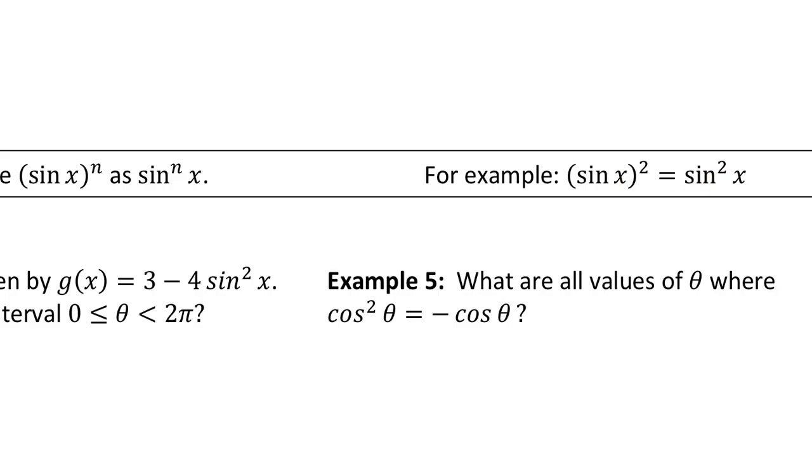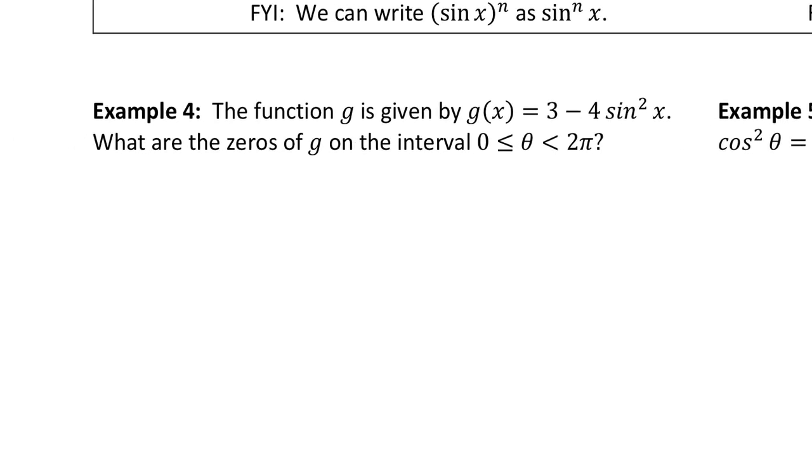We just drop the parentheses and put the square behind the sine instead of the x. Accepted? Great. The problems do not change. I'm still going to ask you to solve for the zeros, find the solutions. What are the x-intercepts? Those are all the same. It's just that now we might have a higher order trig function to deal with. This question number 4 says the function g is given by g of x equal to 3 minus 4 sine squared of x. What are the zeros of g on the interval from 0 to 2 pi? Will I need to write a general equation for this one?